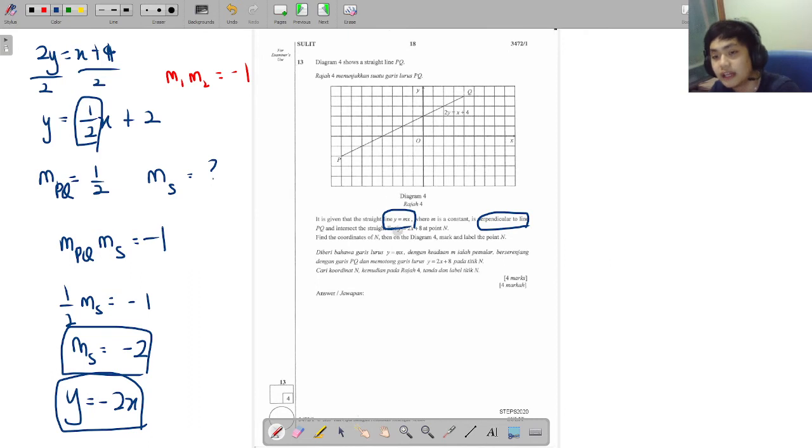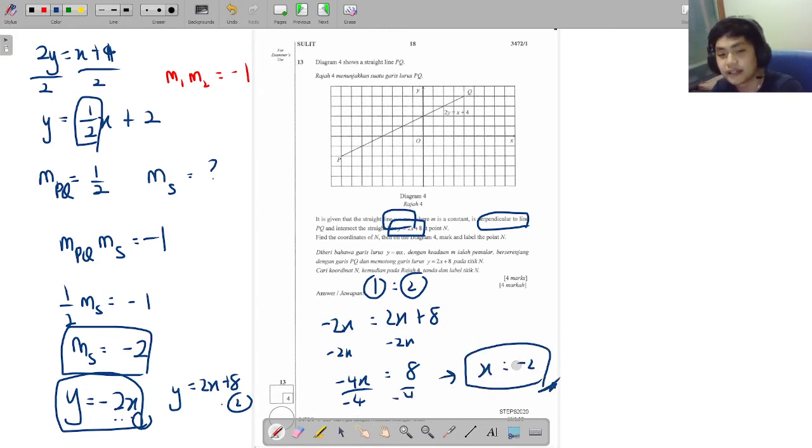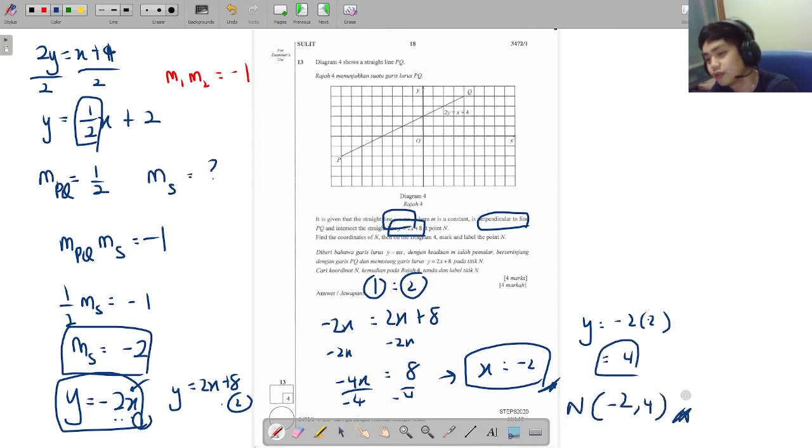From here, it intersects the straight line y equals 2x plus 8. So we can introduce the next line now. If they intersect, they share the same coordinate. I call this equation 1 and this equation 2, and I say equation 1 equals equation 2: -2x equals 2x plus 8. We make x the subject, so it's -4x equals 8, and divide both sides by -4. So x equals -2. Since we know x is -2, we can put it back into the equation. So y equals -2 times -2, which is 4. So our coordinate of N is (-2, 4). Done.